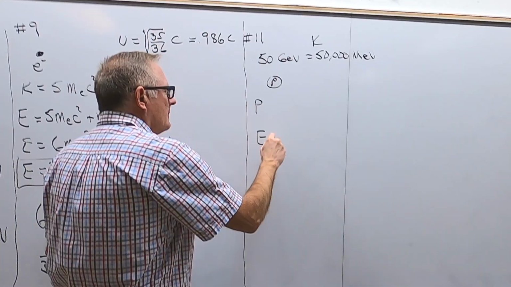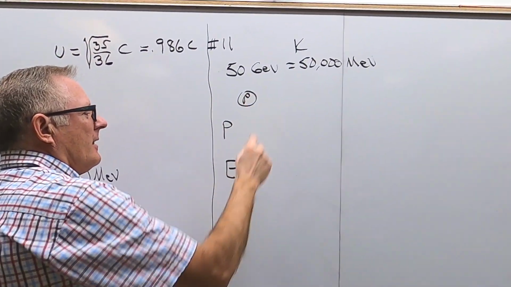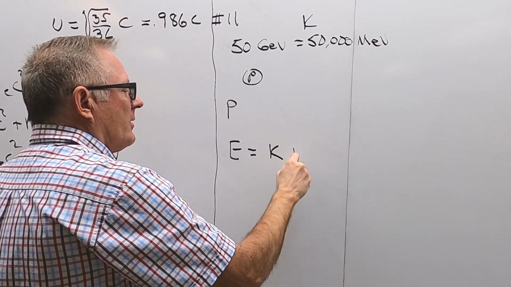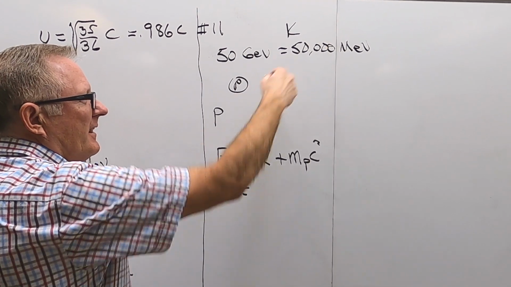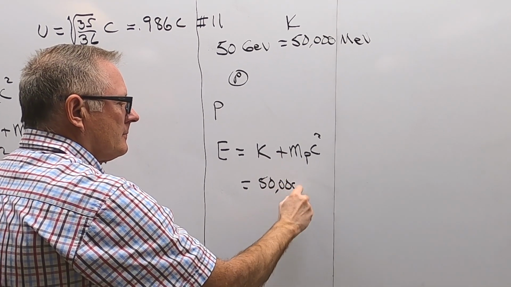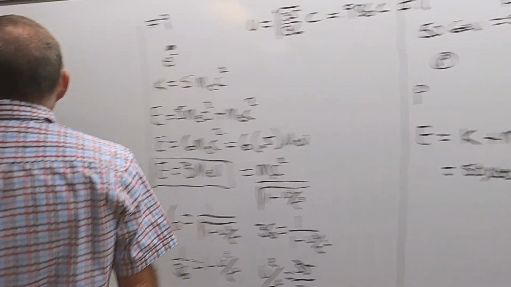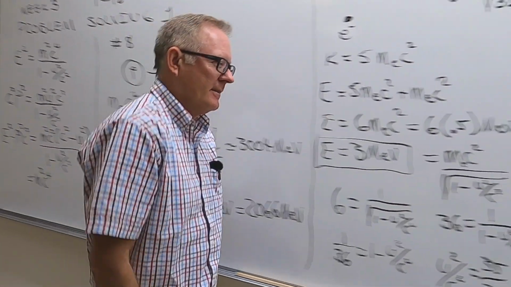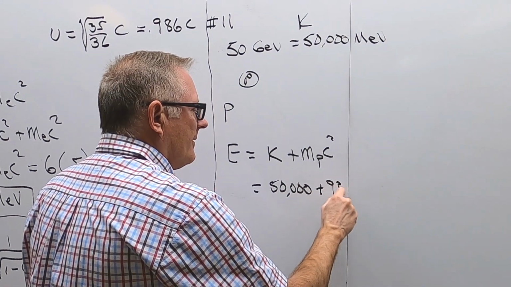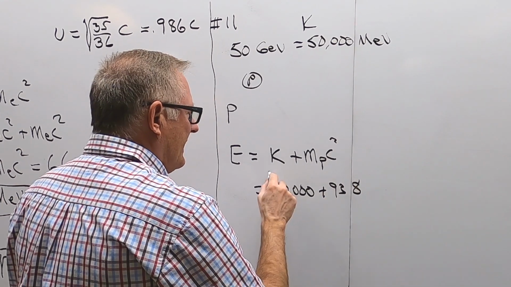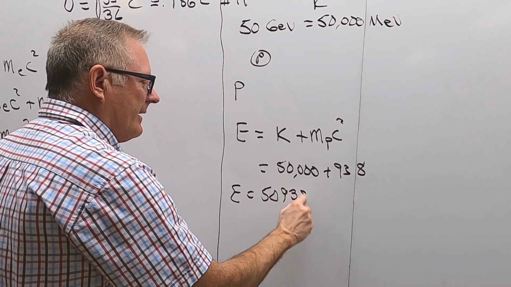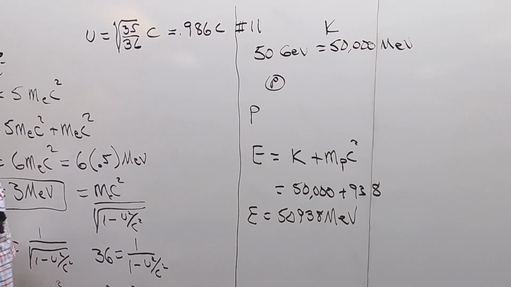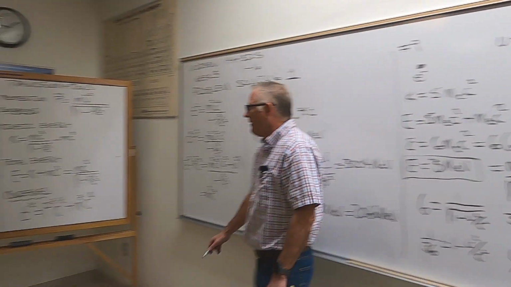So E, first of all, is equal to the kinetic energy plus the mass of the proton times c squared. Well, the kinetic energy is 50,000 MeV, and then the mass of the proton, didn't we already say it was 938, plus 938. So this is all in MeV. So there's the total energy, 50,938 MeV. Now we can go ahead and plug it in here.